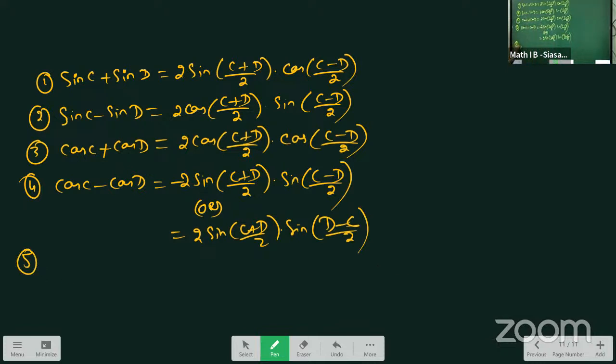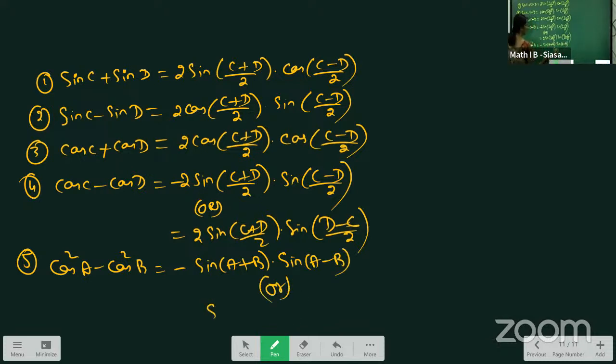One last formula, which we applied here. Cos square A minus cos square B is minus sin of A plus B into sin of A minus B, or if you don't want to write minus, sin of B plus A into sin of B minus A. So this is how we have to apply the formulas in first principle if required.